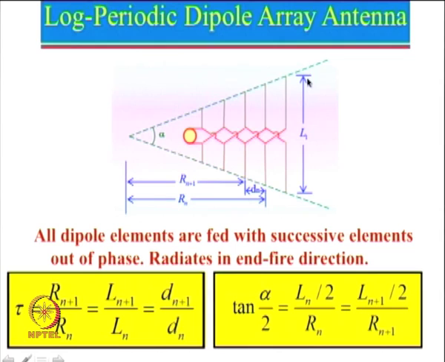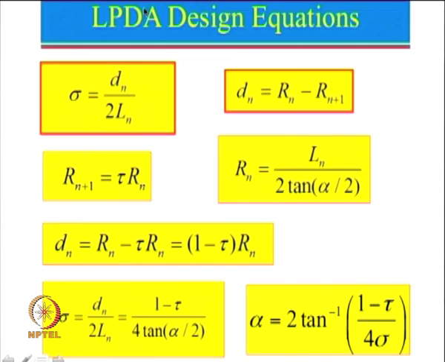There is one more parameter which is very important for defining the log periodic, and that is the space factor sigma. I just want to mention this space factor is related to the spacing between the elements. So you can see that the length of the dipole defines this particular dimension, and this dn will define the dimension on this particular side. Suppose there is one element here, then the next element will be given by dn, then the next element will be, let's say, dn plus 1 corresponding to Ln plus 1.